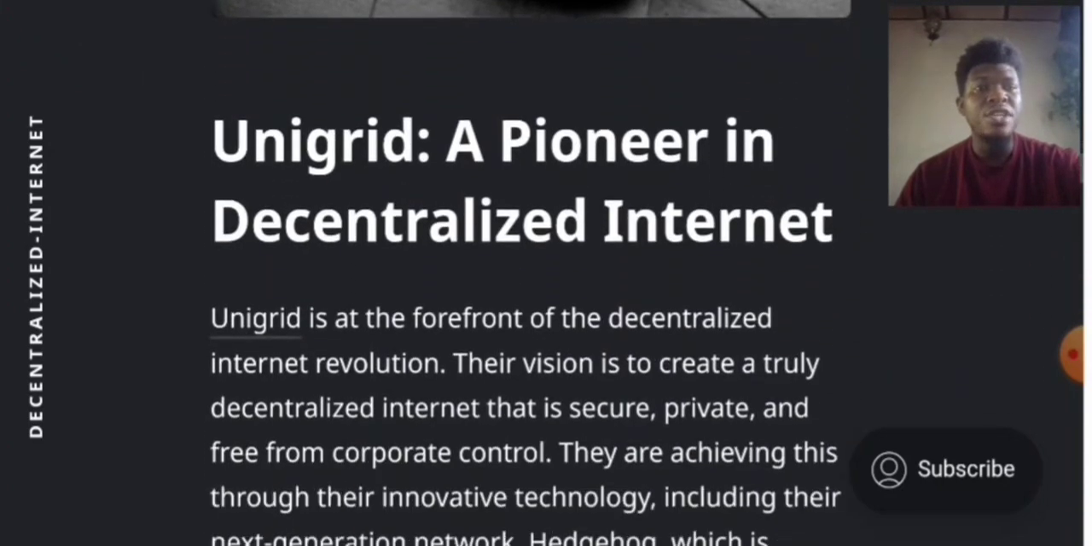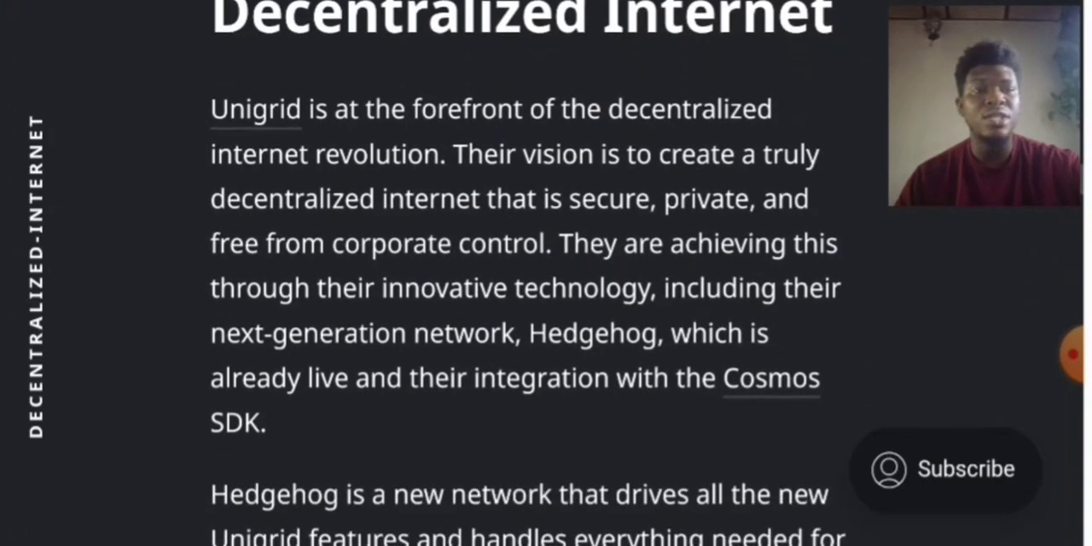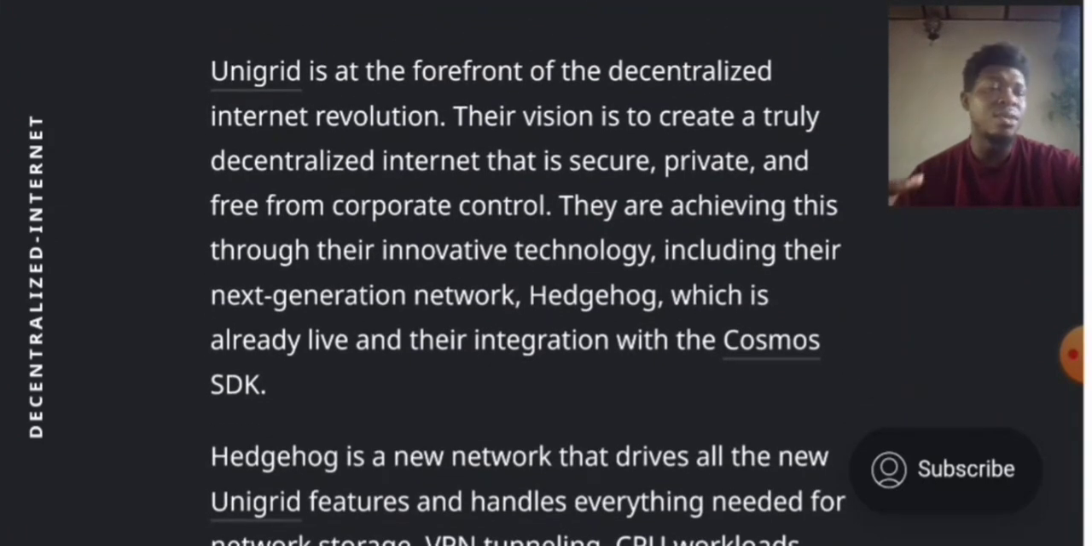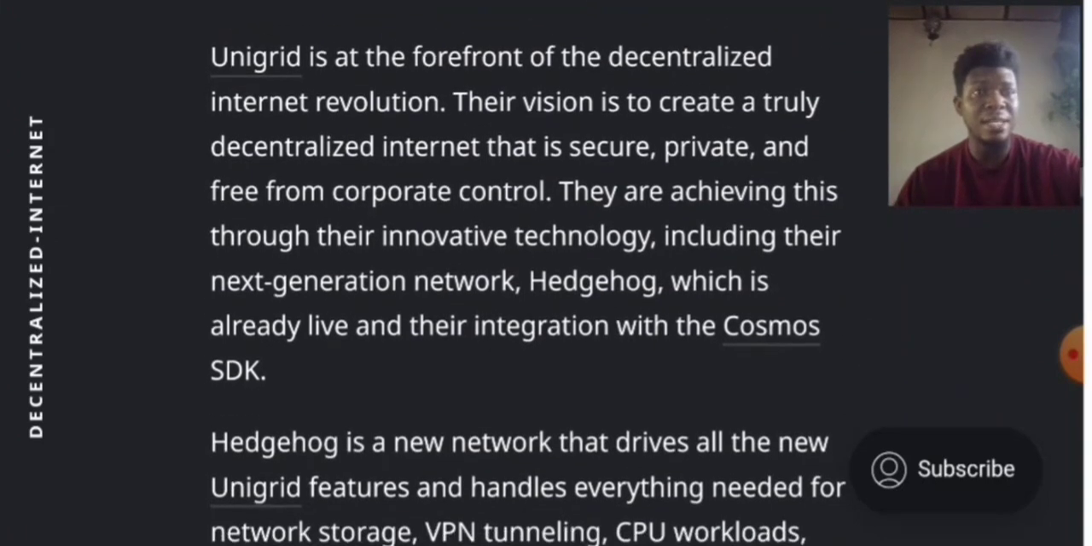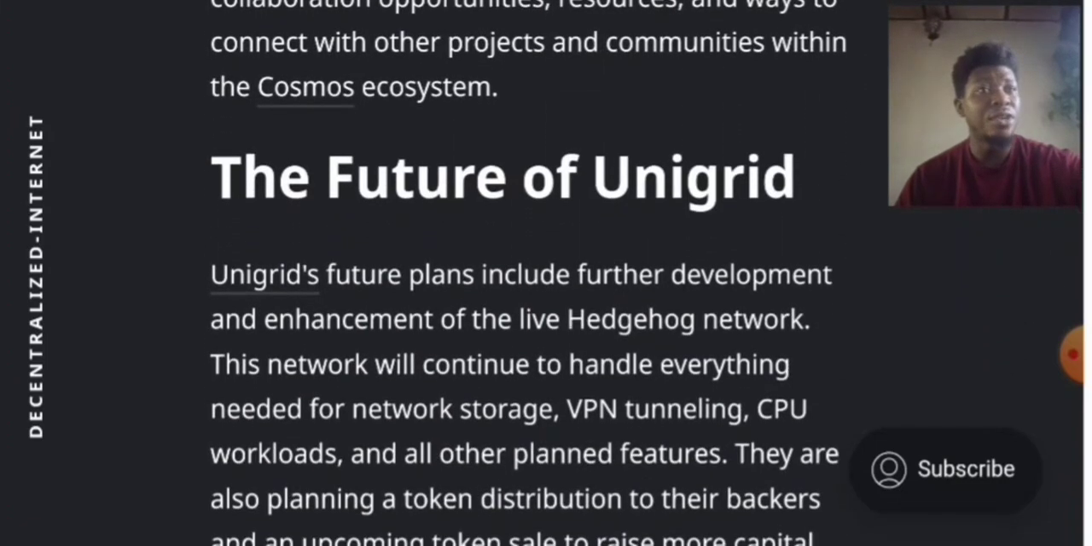Unigrid, a pioneer. Unigrid is at the forefront of the decentralized internet revolution. Their vision is to create a truly decentralized internet that is secure, private, and free from corporate control. They are achieving this through their innovative technology, including their next generation network, the Hedgehog I just mentioned earlier. The future of Unigrid. What's the future like when you use Unigrid? The plan Unigrid has for the future includes development and enhancement of their Hedgehog network.